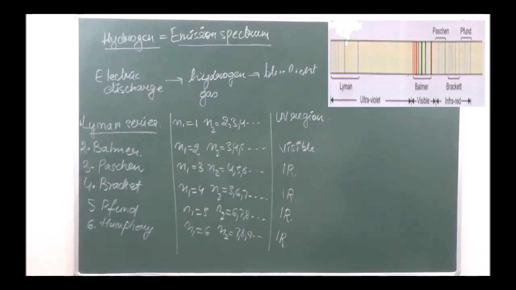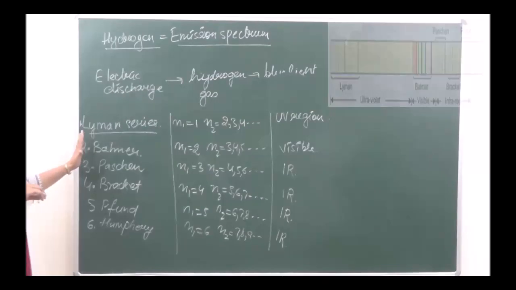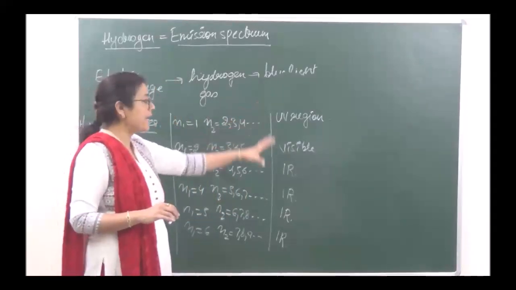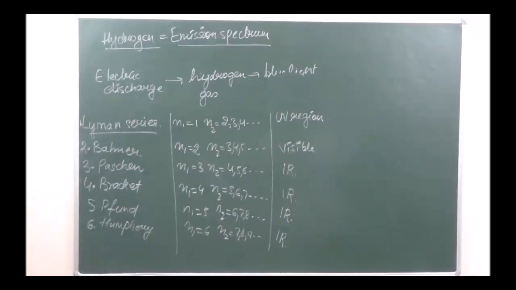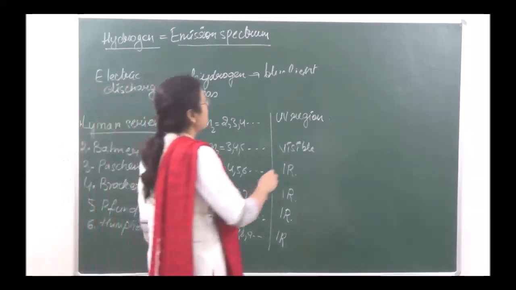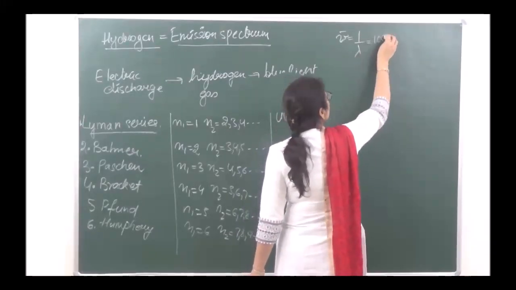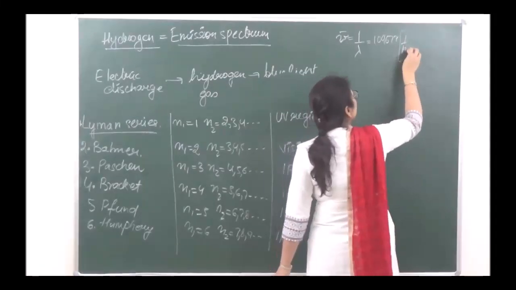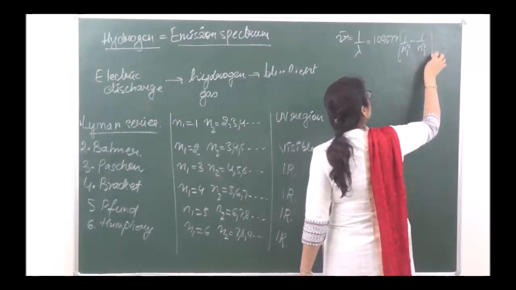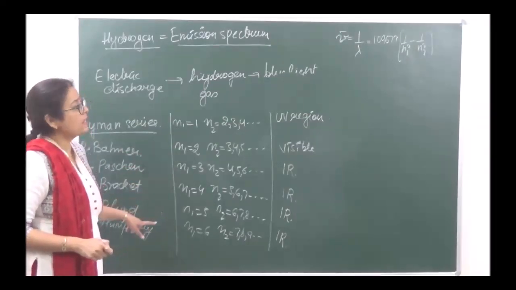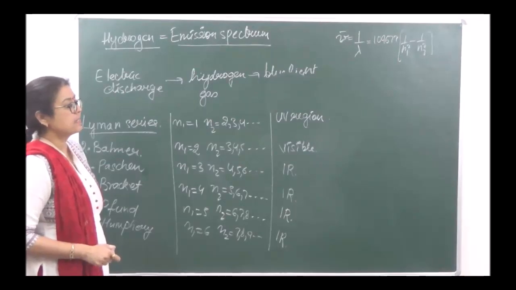Now, to understand how we get the wavelength from the series, so as to calculate where it lies in the electromagnetic spectrum, there was a scientist by the name of Rydberg who gave us a mathematical expression. The expression was given as mu bar is equal to 1 by lambda is equal to 109677 times 1 upon N1 square minus 1 upon N2 square, where N1 is the initial shell in which the electron is present and N2 is the final shell.